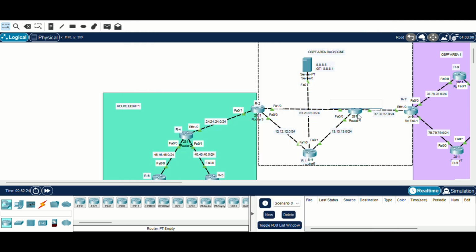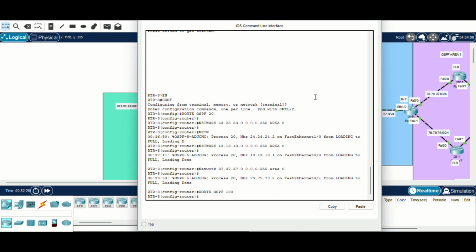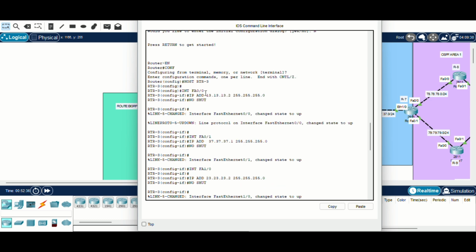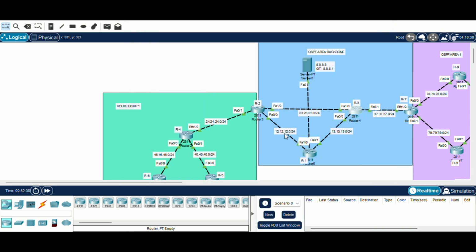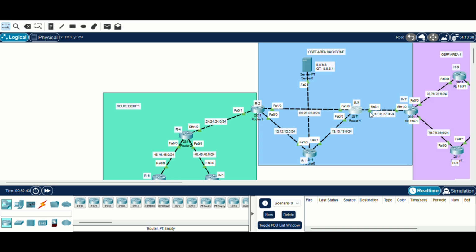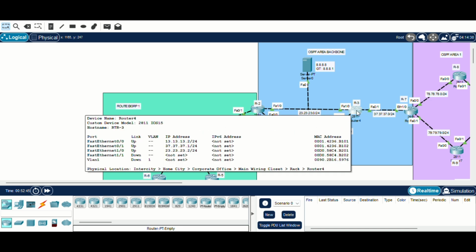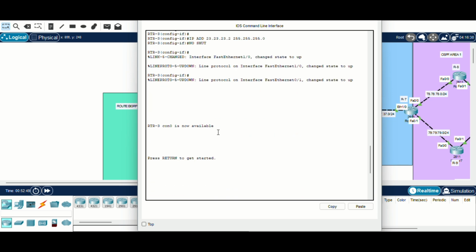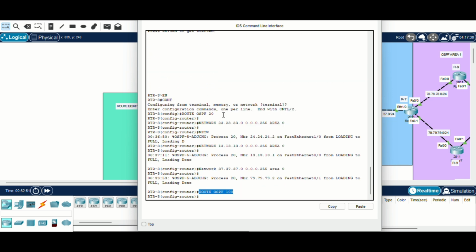You can go to router 3 and then make router OSPF, this one. First, interface FA0 is connected to router 1, and then interface FA1 is connected to router 7, and then interface FA1/0 connects to router 2 with this IP, and then this is the OSPF routing.